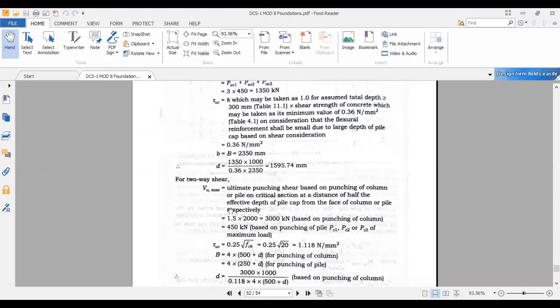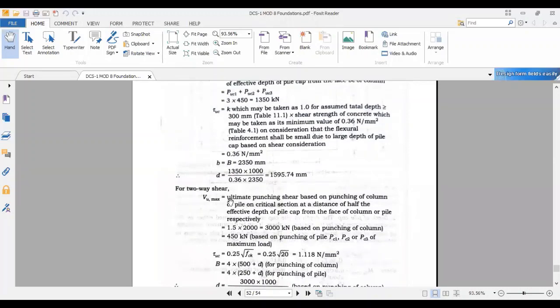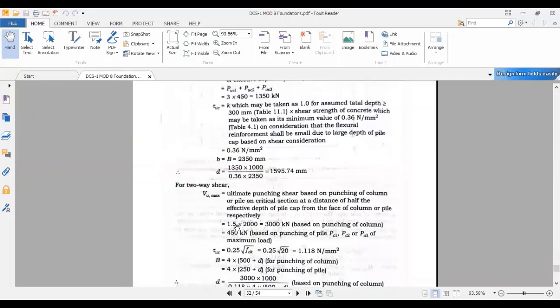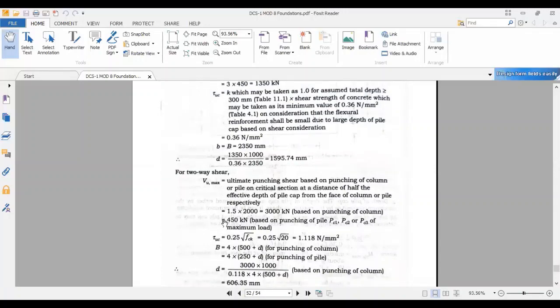Vu max is again the ultimate punching shear based on punching of column or pile at a critical section at a distance of half of the effective depth of pile cap from the face of column or pile respectively. And it is given by 1.5 times the acting load. So it becomes 3000 kilonewton based on punching of column. And it is 450 kilonewton based on punching of pile PC1, PC2 or PC3 of maximum load.